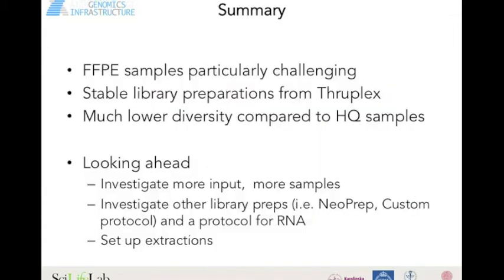So I'm going to end there. Just to summarize: FFPE samples are particularly challenging. We see stable library preparations from our low input protocol, but they do turn out with much lower diversity than high quality samples. And for the future, we're looking into whether we can bring that up with more input. We're also running more samples to see how those turn out. We are investigating other library preps.